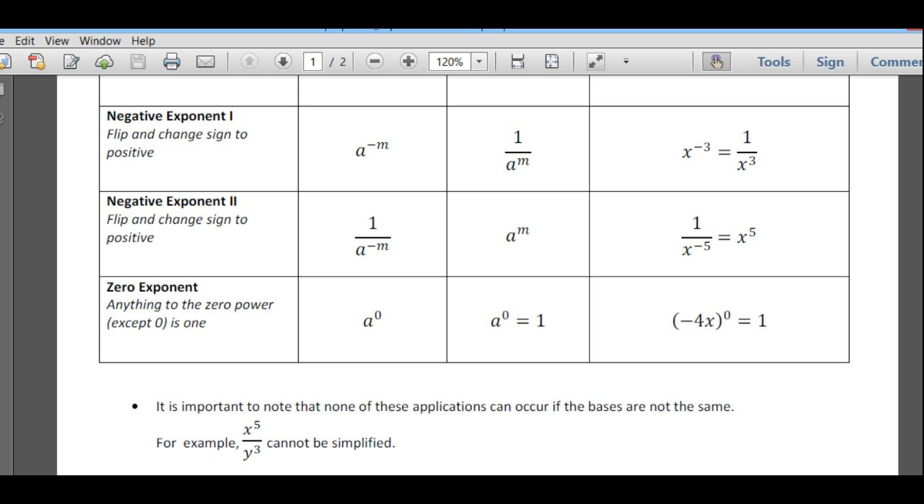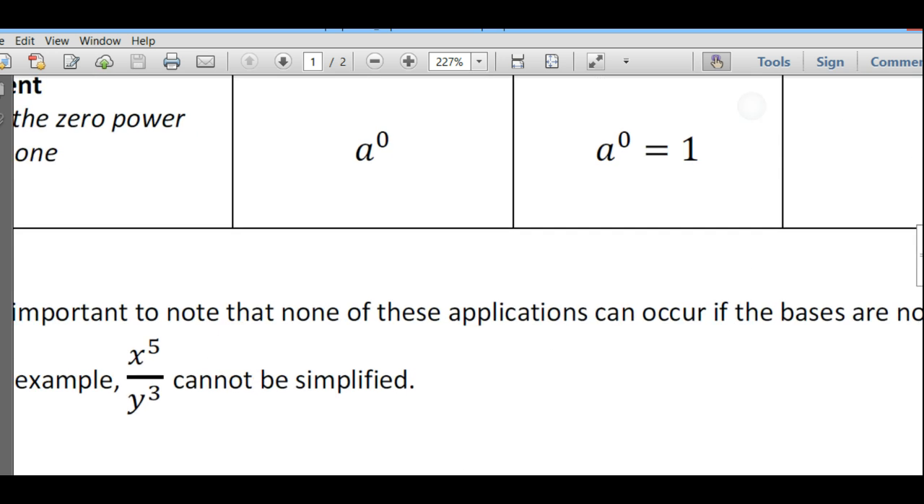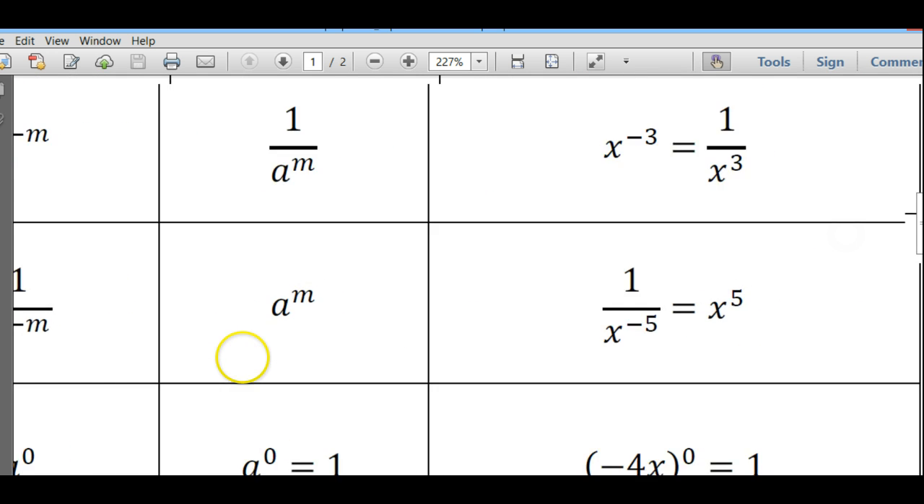If it's on top of the fraction, that means it needs to come to the bottom of the fraction, and once it's there, the sign changes to a positive. If it's on the bottom of the fraction and it has a negative exponent, that means it needs to come to the top portion of the fraction, and once it's in the top portion, it becomes a positive. Let's look at some examples.